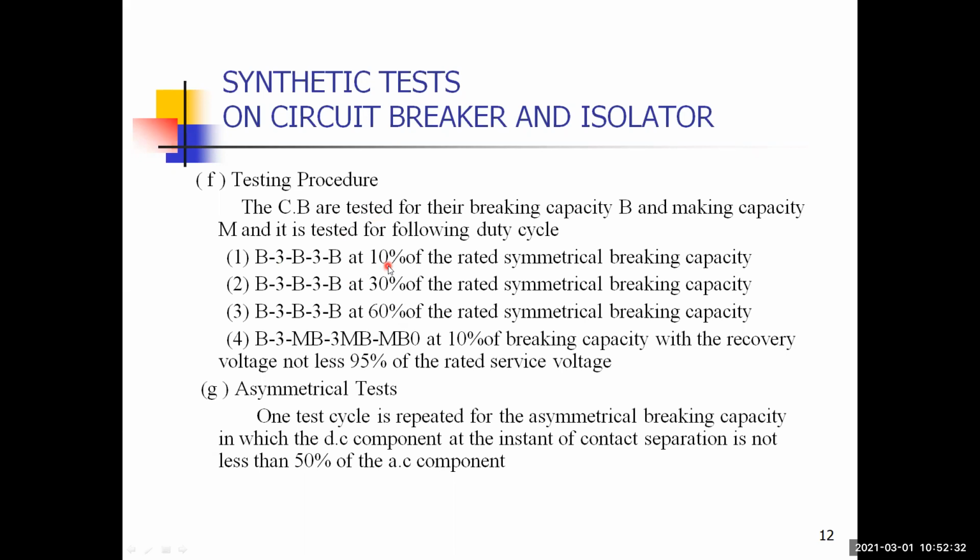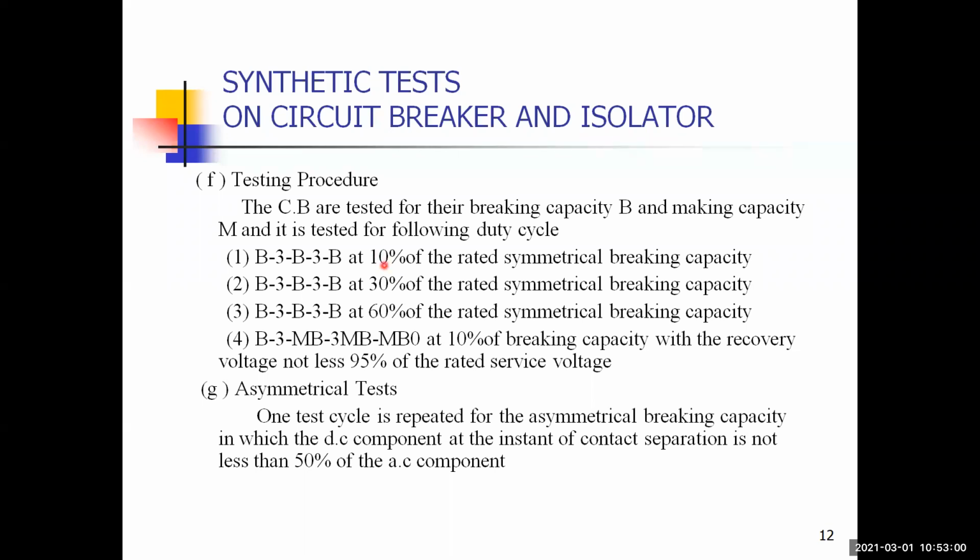First, by applying 10% symmetrical voltage, they have to check the insulator. After that 30%, after that 60%. If the insulator fails at 10%, we do not do the test at 30%, because if it does not withstand 10%, it is not required to test the 30%. Failure at 10% means the insulator is not working, that is, the circuit breaker is not working properly.